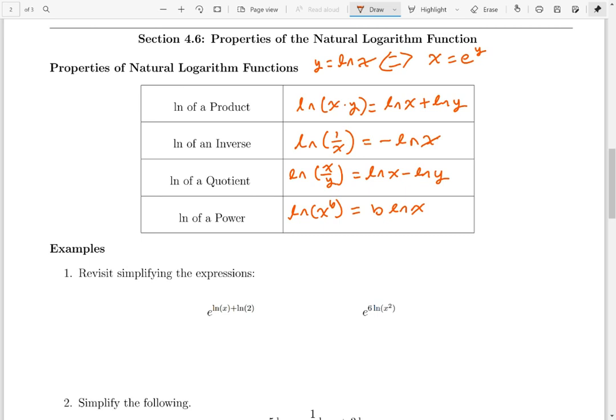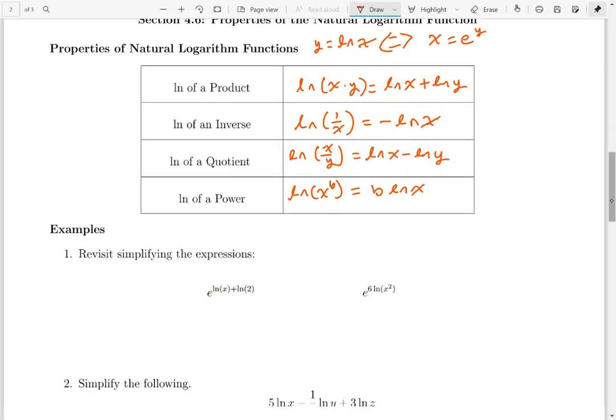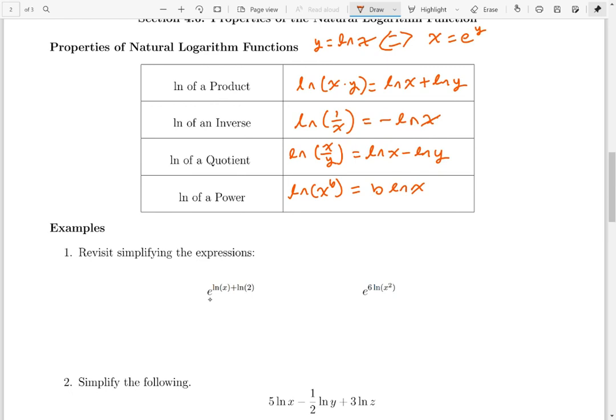Alright, so now I want to revisit some examples that we did in the last part, and that is I had e to the natural log of x plus natural log of 2. Earlier we just used the properties of exponents to solve this. But now what I want to do is use the properties of logarithms to solve this, and then use the inverse properties of e and natural log. And so if I have the natural log of x plus the natural log of 2, recognize that that's really the natural log of a product, but in reverse.